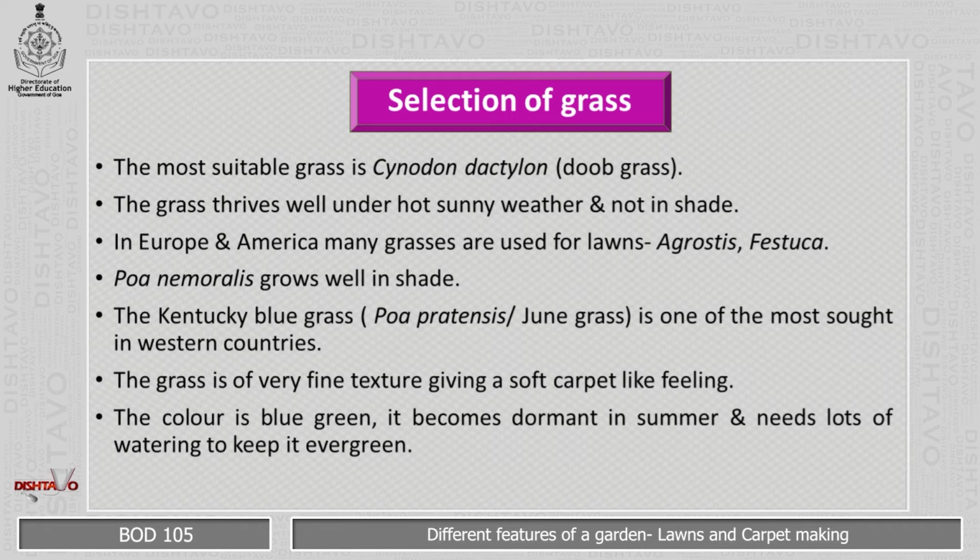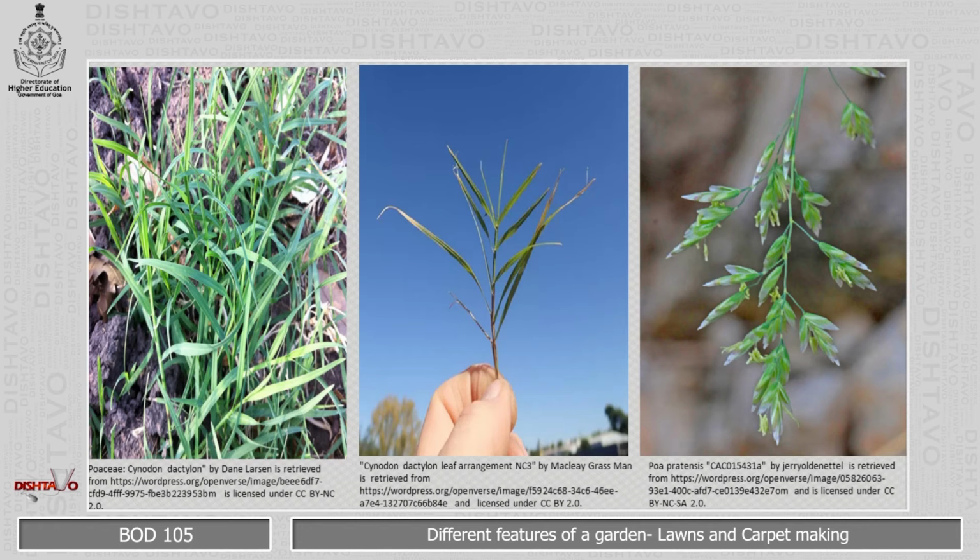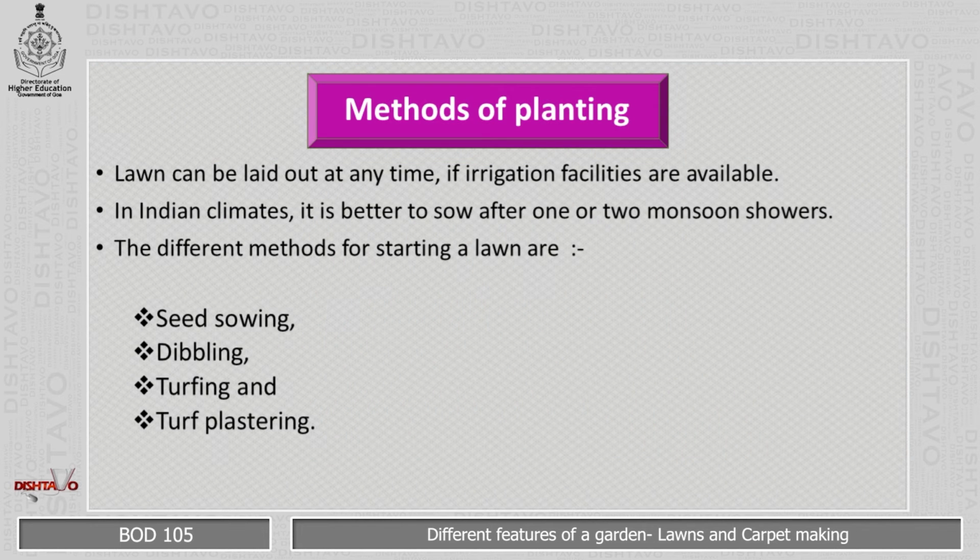The grass is of very fine texture, giving a soft carpet-like feeling. The color is blue-green. It becomes dormant in summer and needs a lot of watering to keep it evergreen. This is an image of Cynodon dactylon which is used for lawn purposes, and in the next picture you can see Poa pratensis.